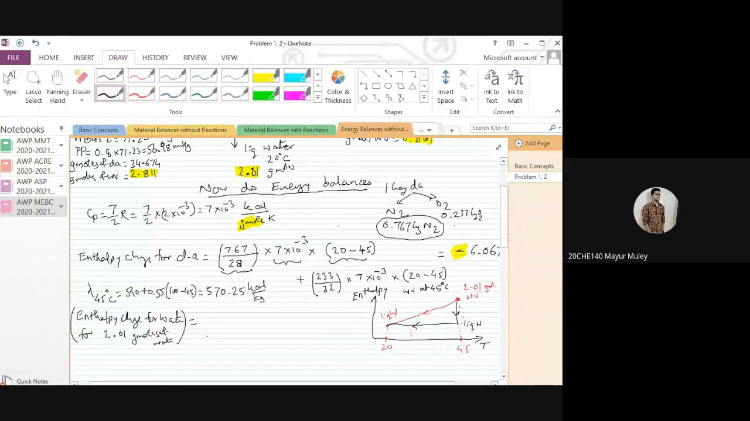Okay, sir. First, the heat just for changing the phase, step 1. The mass of that H2O is 0.03618 kg: 2.01 gram moles into molecular weight 18 gives grams of water, and I divide by 1000 to make it kgs. Multiplied by 570.25. Should I say 570.25 or minus 570.25?